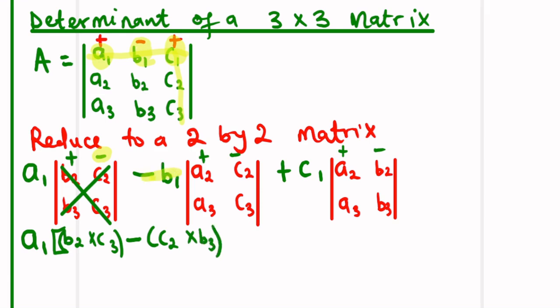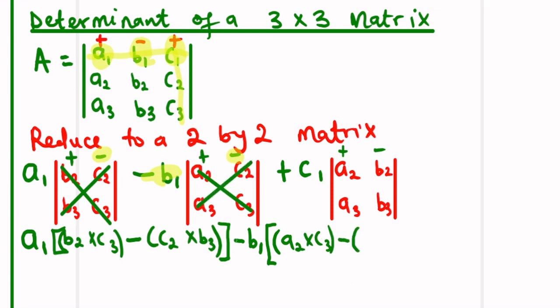Now let's move to the second one. The second one is minus B1. So close this bracket, then minus B1. So for minus B1, our elements are A2 times C3. We have A2 times C3. We're going to be subtracting because the second diagonal has a minus, then the second diagonal here is C2 times A3. C2 times A3. So we'll close this bracket and we'll move to the C1.